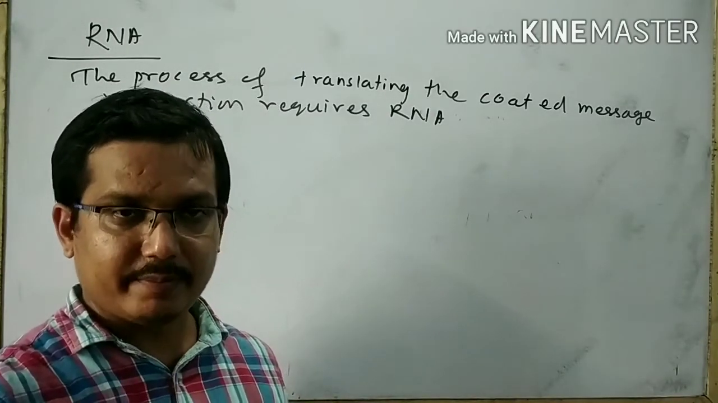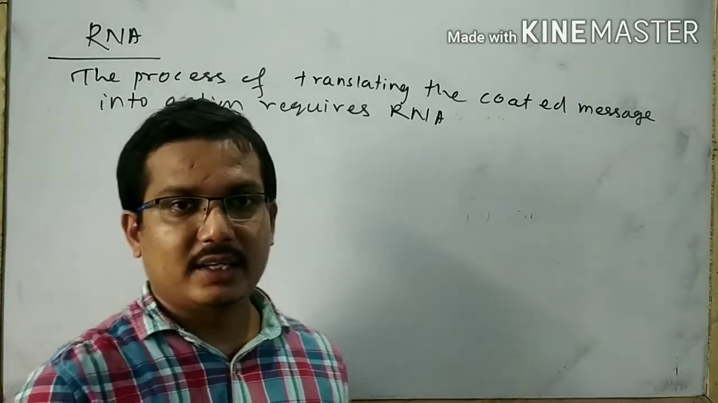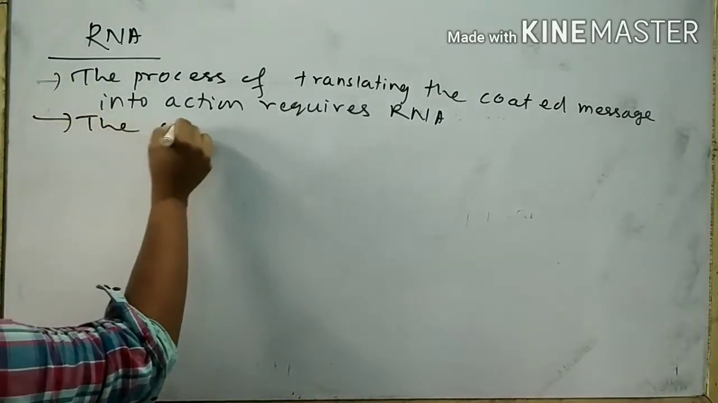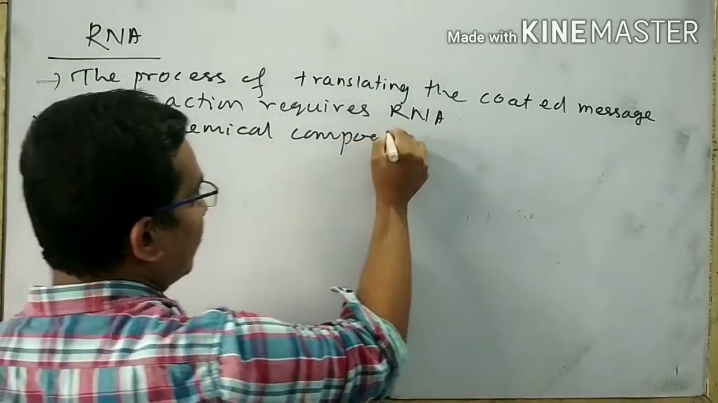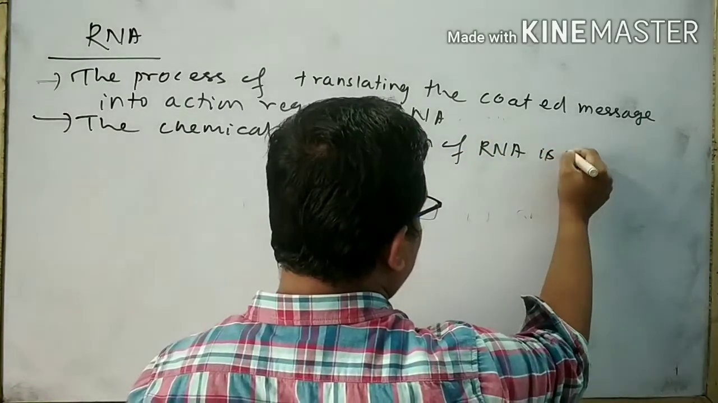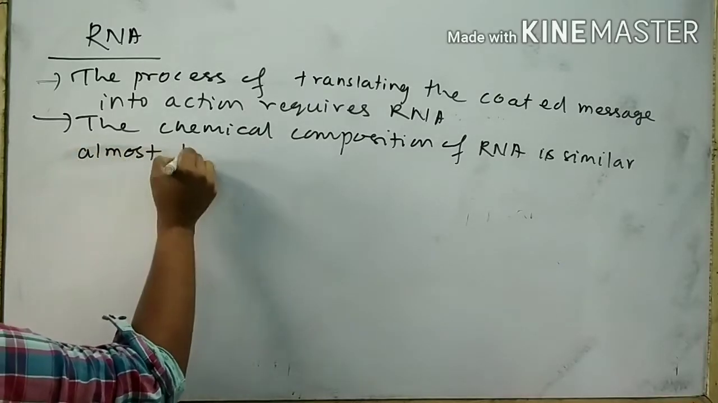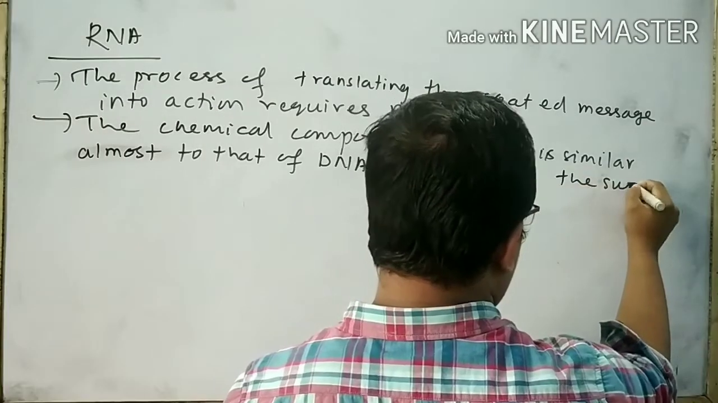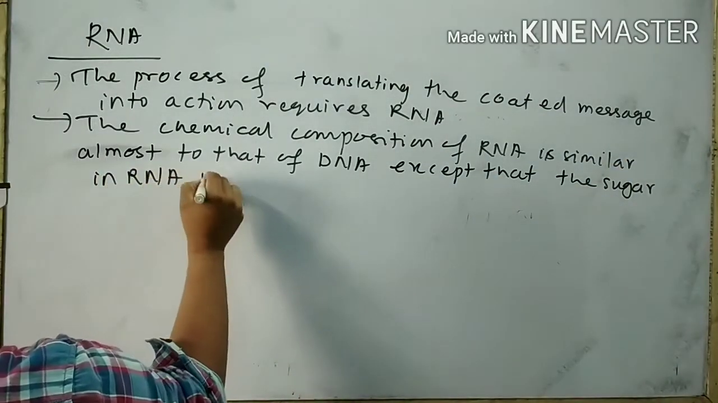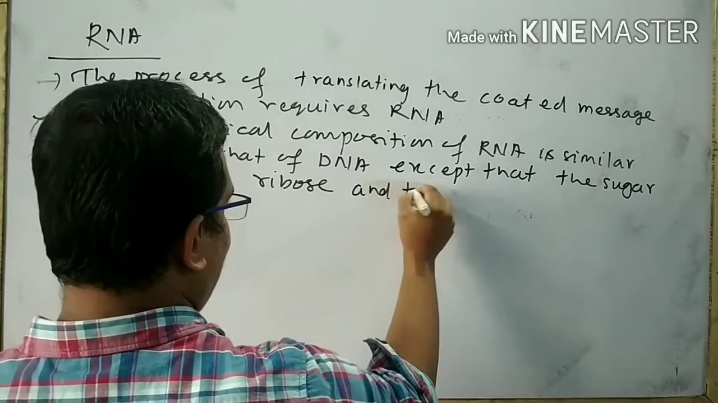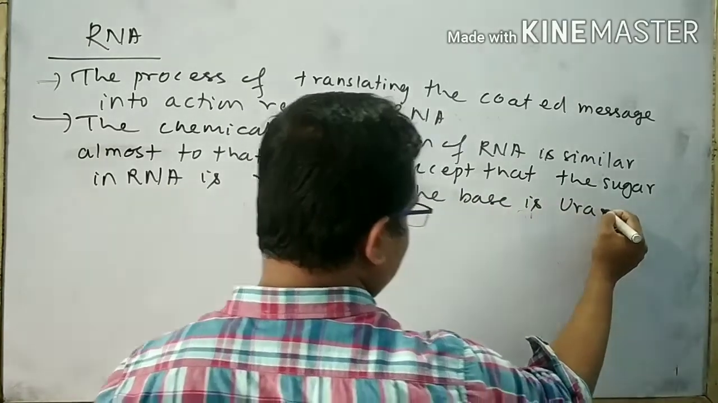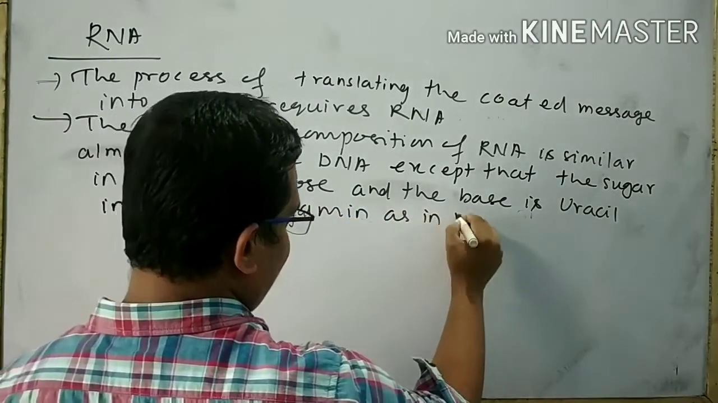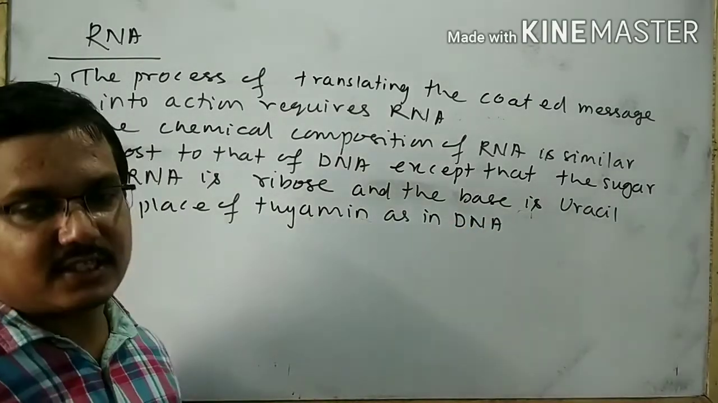There is a slight change in RNA. In RNA, the sugar is ribose and there is a use of another base, that is uracil instead of thymine. So we can write the chemical composition of RNA is similar almost to that of DNA, except that sugar in RNA is ribose and the base is uracil in place of thymine as in DNA. The structure of RNA is single strand in most organisms.